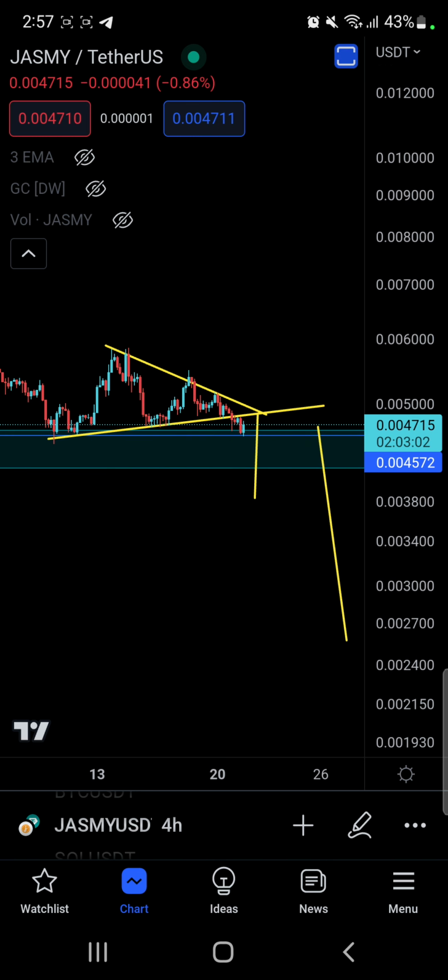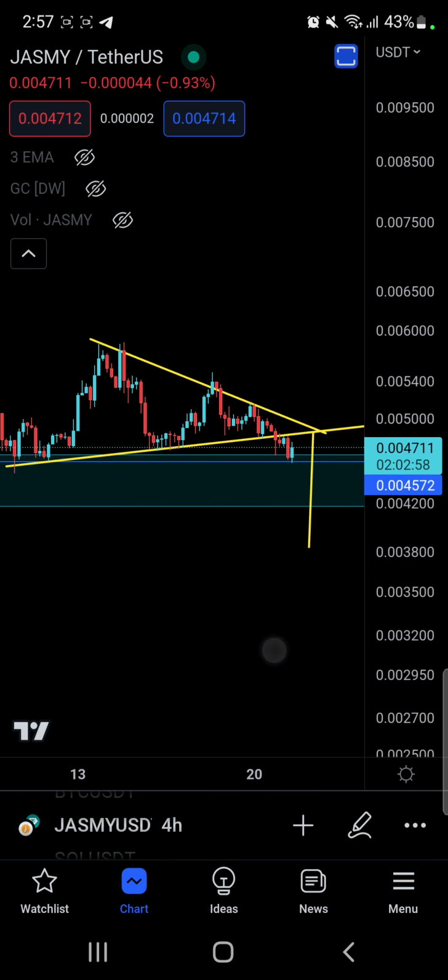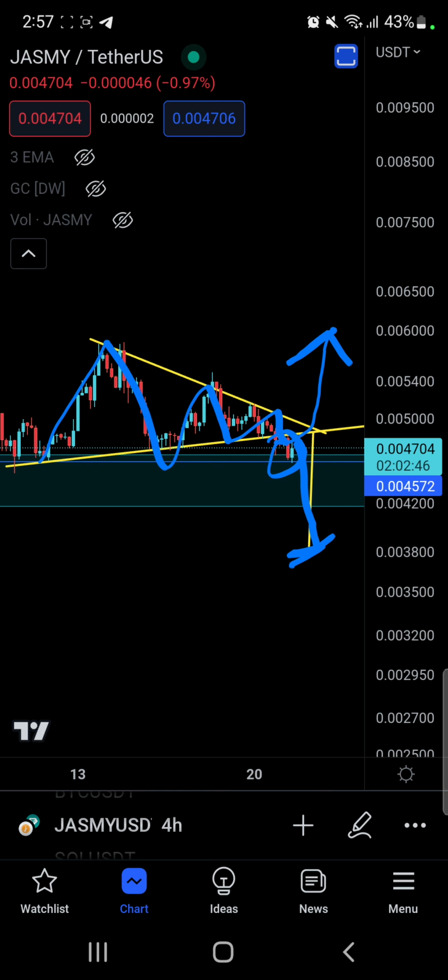All right, let's continue on with the Jasmy update. The last time we talked about a triangle that is forming up for Jasmy, and I told you about this triangle, 1, 2, 3, 4, 5. If you pop to the downside, you're coming down for this technical target. If you pop back up, you're looking for that technical target to the upside as well.